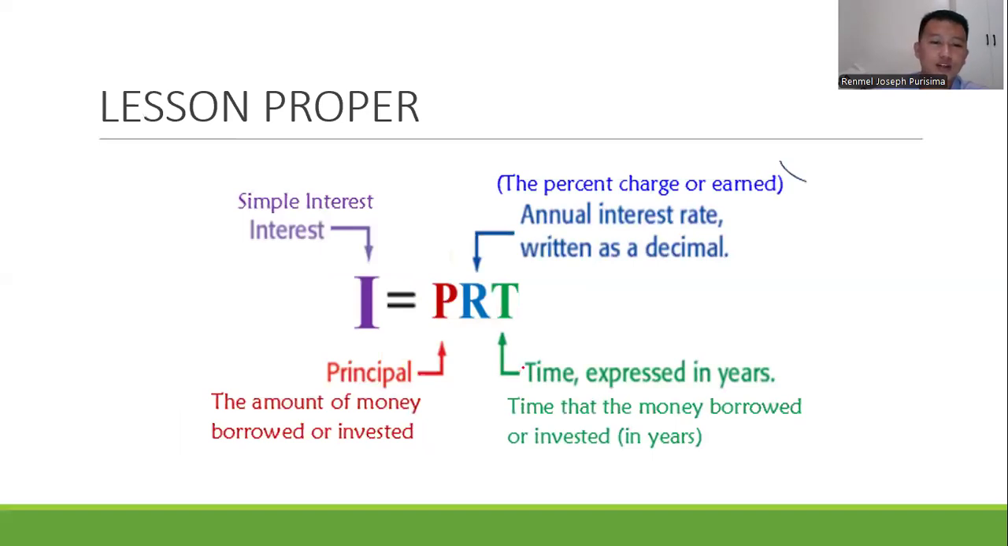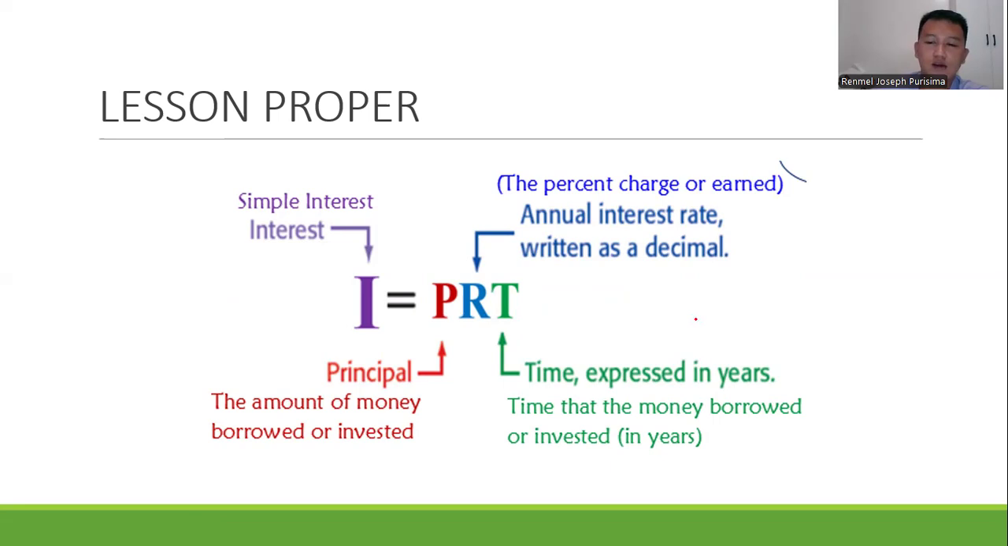Now, this is the formula for the simple interest. I denotes the simple interest. P, the principal, means the amount of money borrowed or invested. R denotes the annual interest rate, which is written in decimal form. That's why earlier we expressed percent as decimal. T is our time, and note that time must be expressed in years.